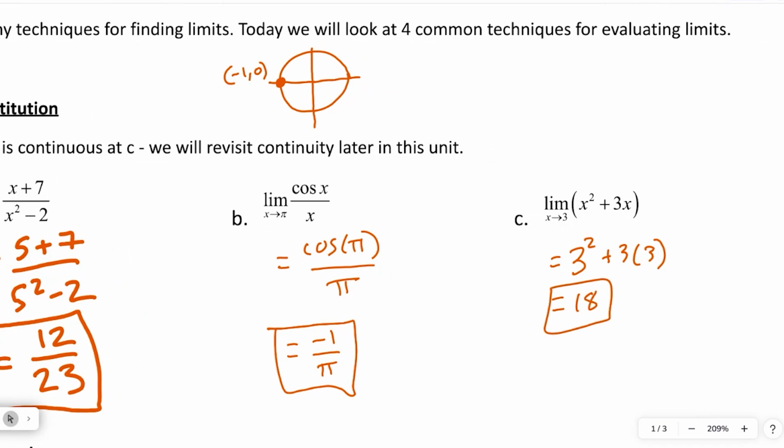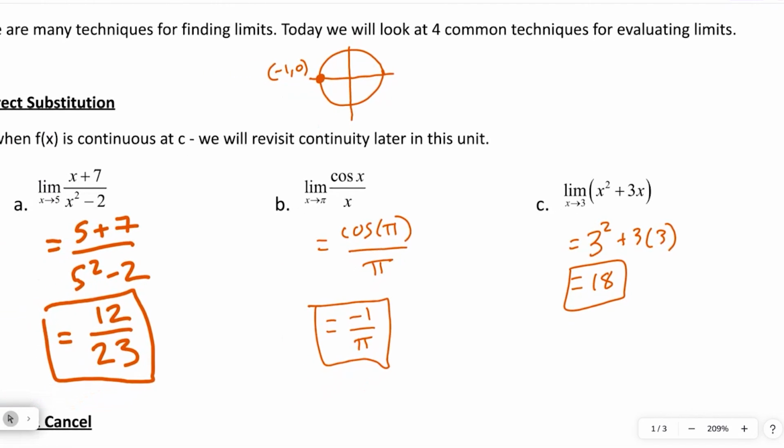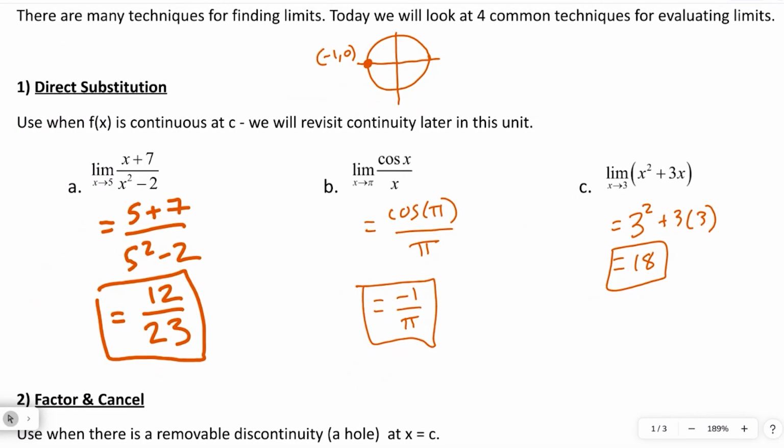So these are the easy ones, right? And this should be kind of your number one strategy: just try to plug in and see what happens. You know, hope for the best. But more often than not, what's going to happen is your function is going to be undefined, and so you can't use direct substitution.